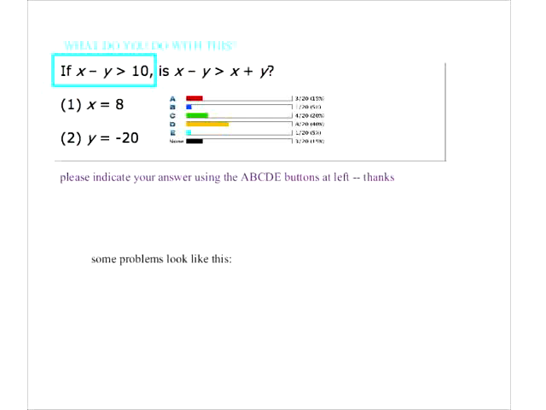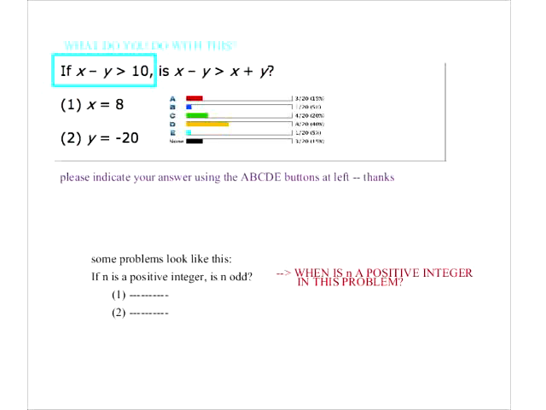If n is a positive integer, then is n odd? And then they'll give you two statements. I don't care what the statements are right now. The question is, in this problem, when is n a positive integer? You guys are starting to say it in the text box. Let's see if anybody else has anything to add. When is n a positive integer in this problem? We'll get back to that problem in a second.